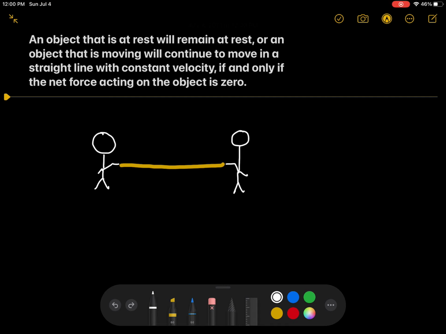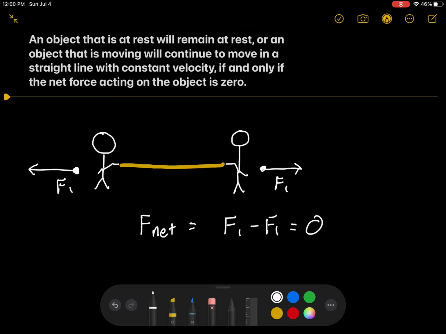An object that is at rest will remain at rest if and only if the net force acting on the object is zero. Well, let's look at these two players at rest currently with their tug of war, and they are only at rest simply because each player is pulling at each other with an opposing force, that is F1. If we just add the net force, we're just going to get F1 minus F1, because they are both pulling in opposite directions. The net force is zero, therefore the system will remain at rest.